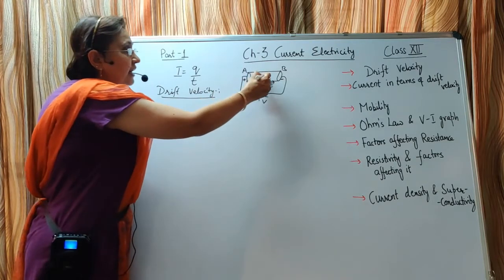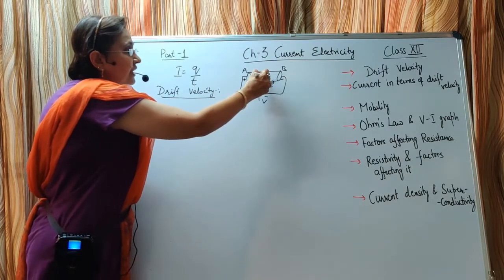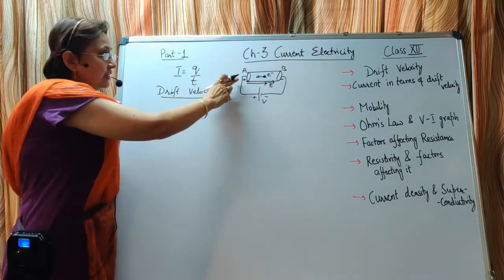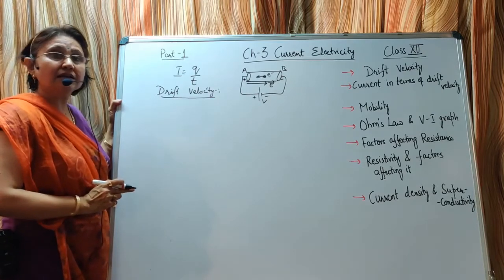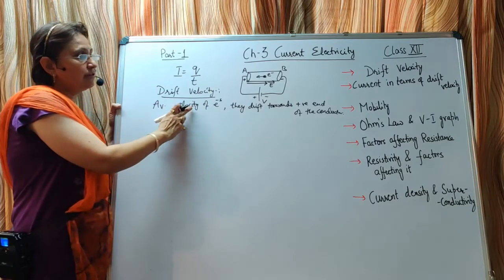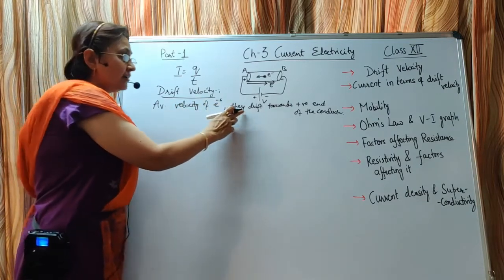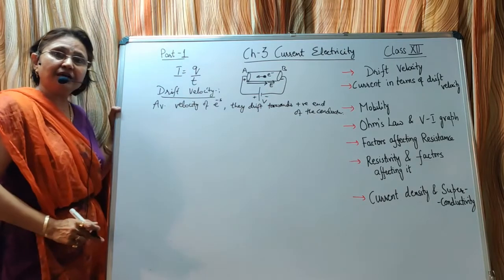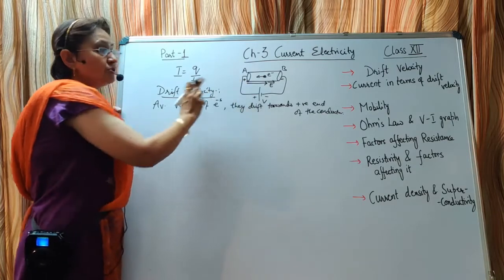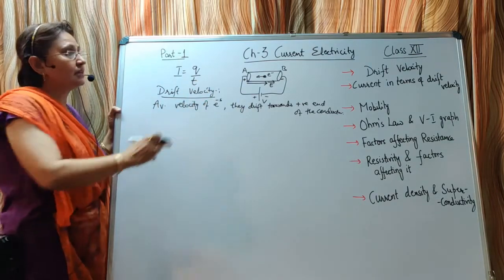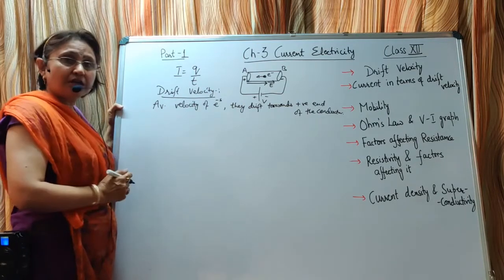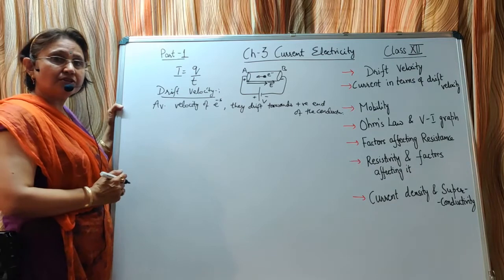So here we find out the average velocity of the electrons. This average velocity with which they are drifting towards the positive end of the conductor is called the drift velocity. So the average velocity of the electrons with which the electrons drift towards the positive end of the conductor is called the drift velocity. It is produced when the electric field is set up in the conductor, that is when the conductor is connected to the terminals of the battery. Now let's find the expression of the average velocity.